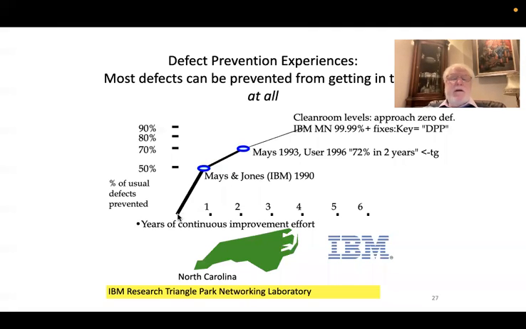Here's another view of it where in 1 year, you managed to tackle 50% of all your defects. It takes another 2 years to mature, so you get to 70%. And IBM in Minnesota had much higher numbers over a longer time period.